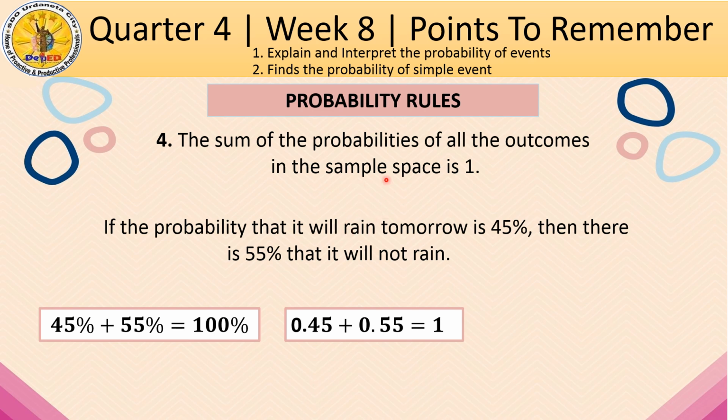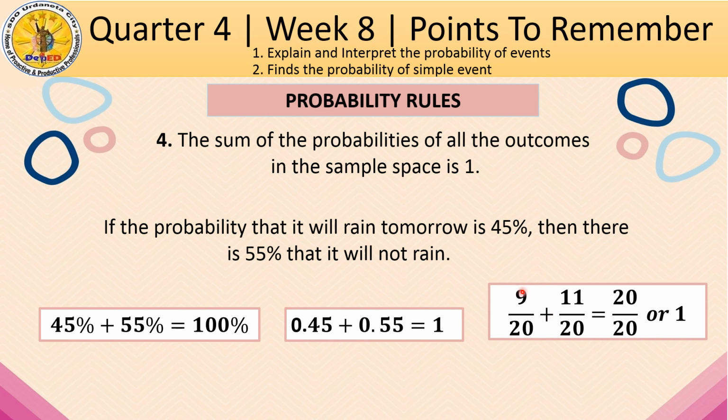And lastly, in terms of fraction, 45% in terms of fraction is 9 over 20. And 55% in terms of fraction is 11 over 20. If we're going to add 9 over 20 and 11 over 20, it is equal to 9 plus 11, we have 20. And we will just copy the common denominator, which is 20. And 20 over 20 is equal to 1. So, the sum of the probabilities of all the outcomes in the sample space is 1.